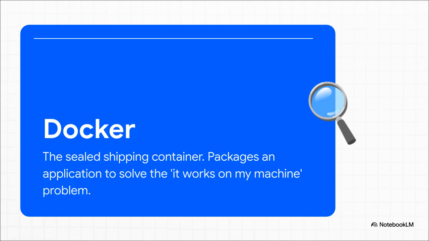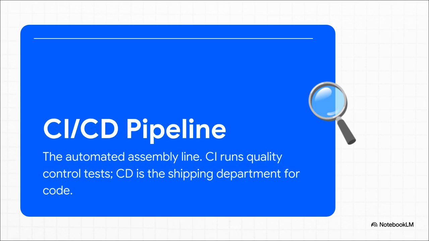On a laptop, on a test server, in the cloud, everywhere. It just completely de-risks the whole deployment process. So if Docker gives us the standardized shipping container, what's next? Well, you need an automated assembly line, and that is CI/CD.